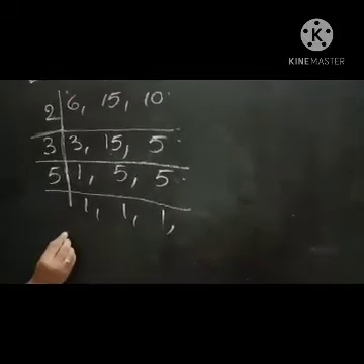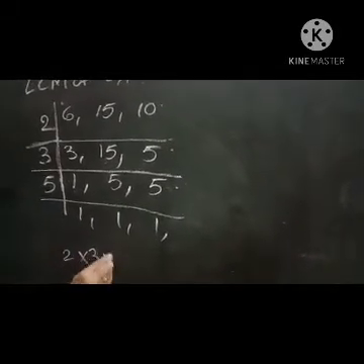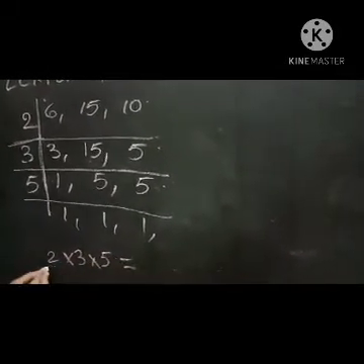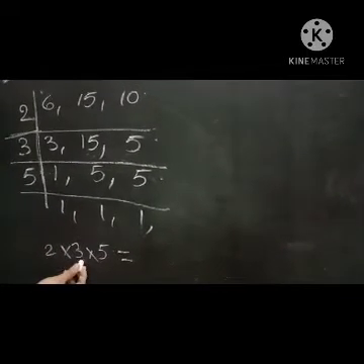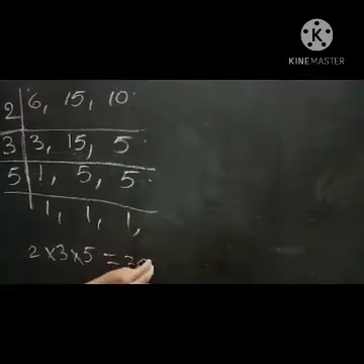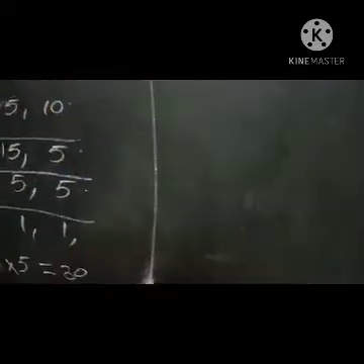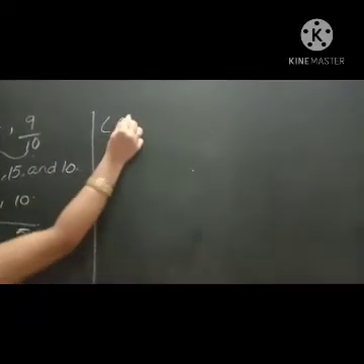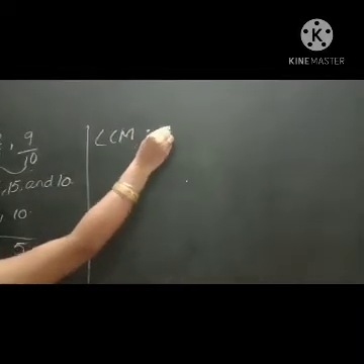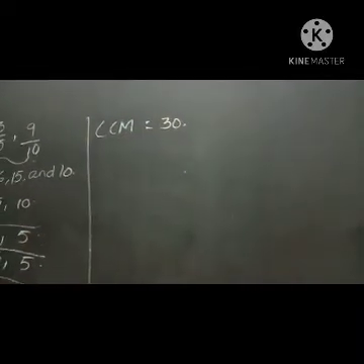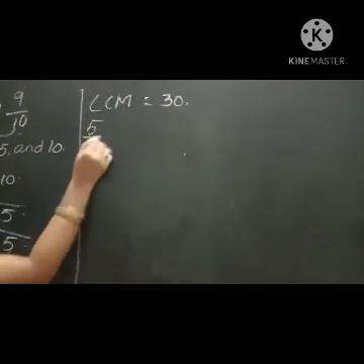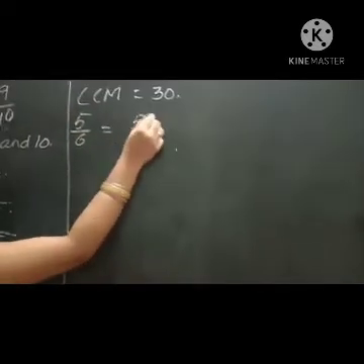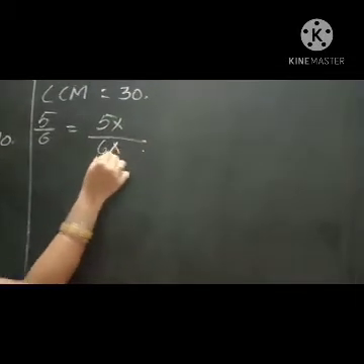What is the LCM here? 2 into 3 into 5. 2 3s are how much? 2 3s are 6. 6 5s are 30. What is the LCM number here? LCM is equal to 30. What is the LCM number, children? LCM number is 30.